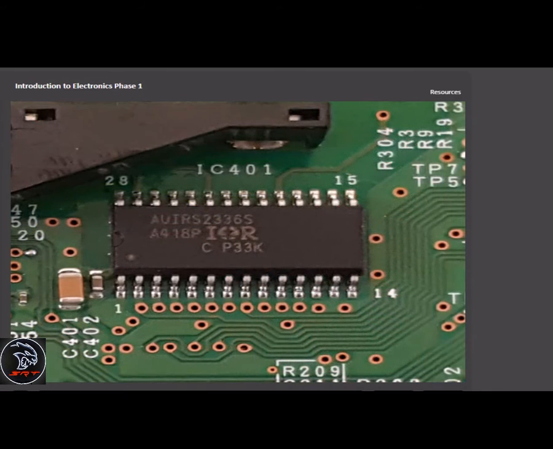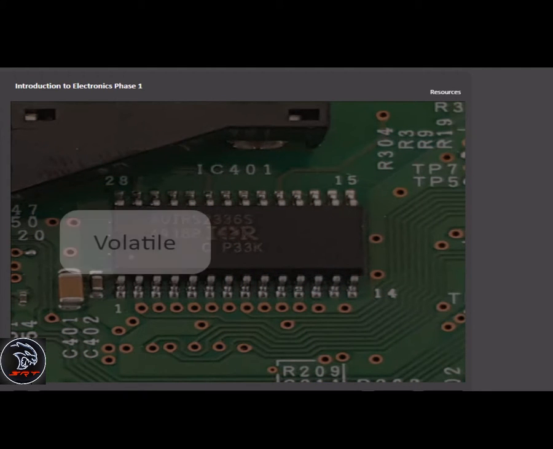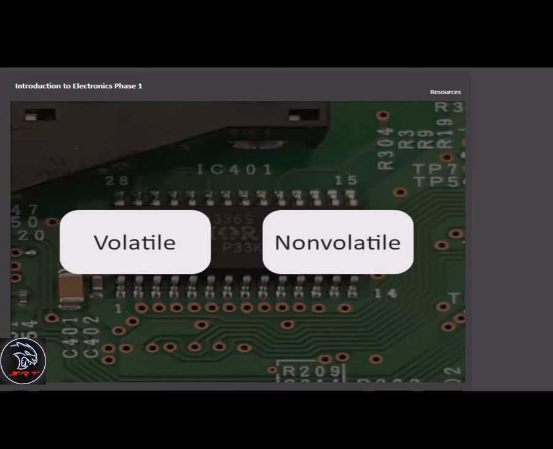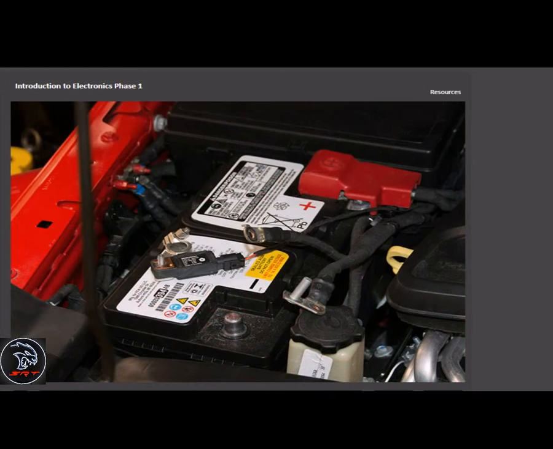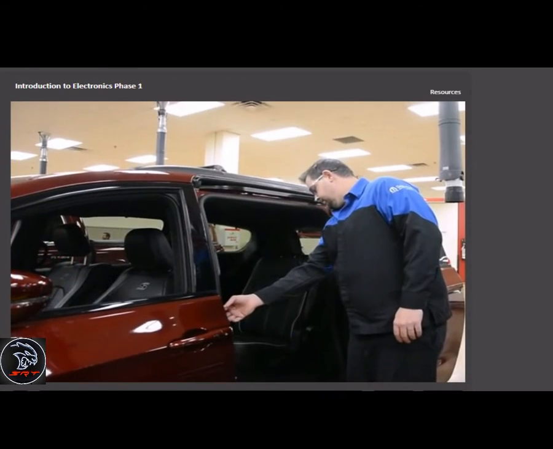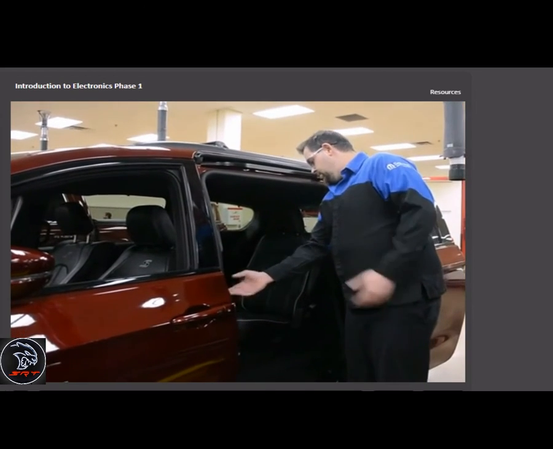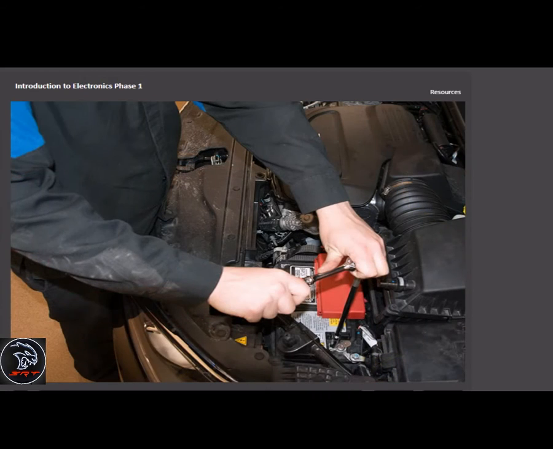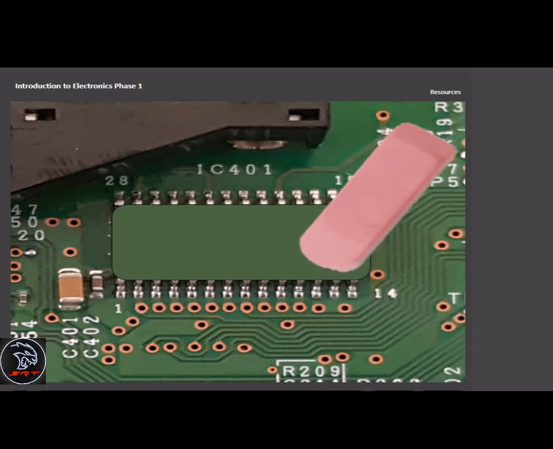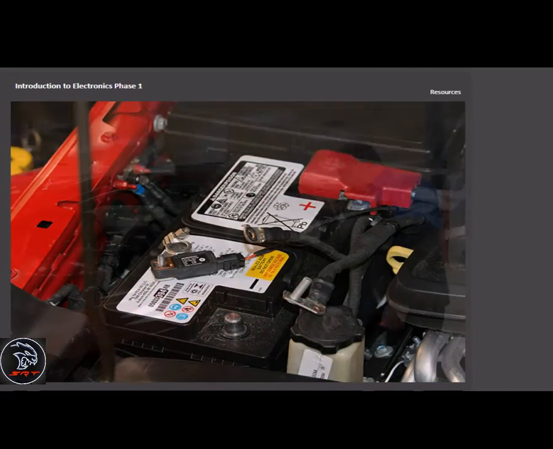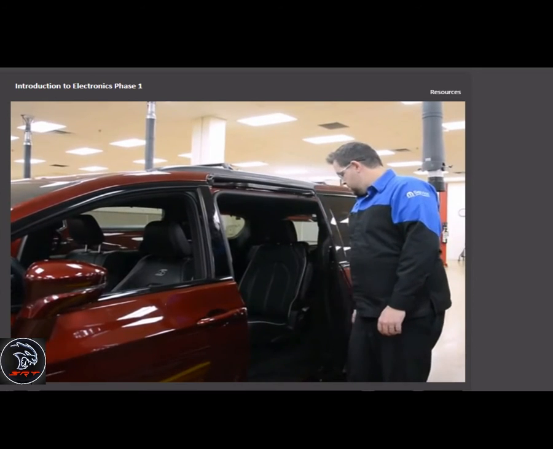There are two major categories for memory: volatile or non-volatile. Volatile memory is erased when the power is disconnected. A good example of volatile memory is a locked-up control module that resets after disconnecting the battery. The information that caused the module to lock up was stored on volatile memory. Since volatile memory erases when power is removed, the memory resets, and the module starts to work again.